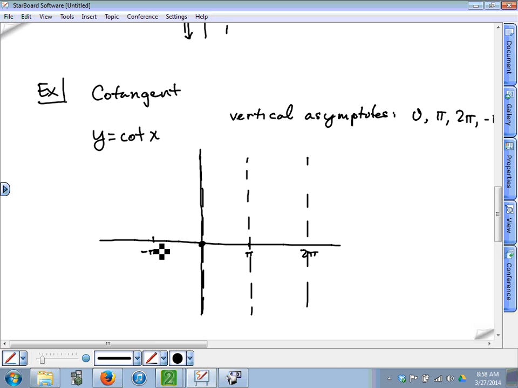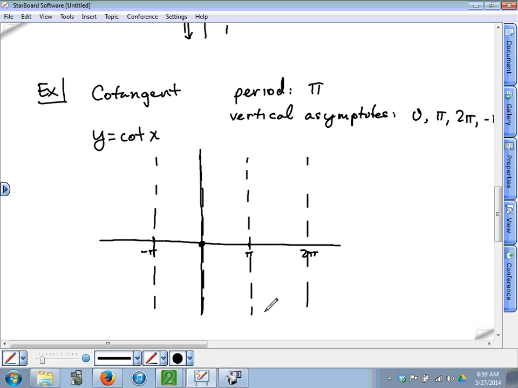So let's start putting some of these vertical asymptotes on there. The cotangent has the same period as tangent. It only takes a distance of pi to start repeating itself. For the same reason, if you're in the first quadrant, y and x are positive. If you're in the third quadrant, y and x are negative. Dividing either of those would give you the same value. So the period is pi.